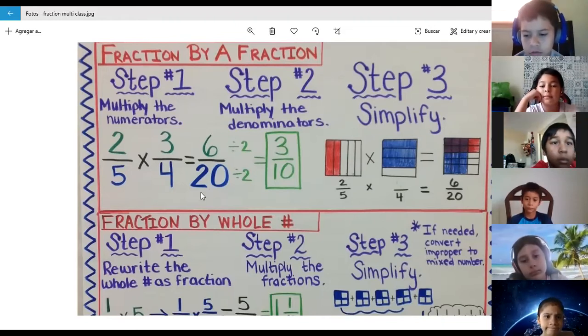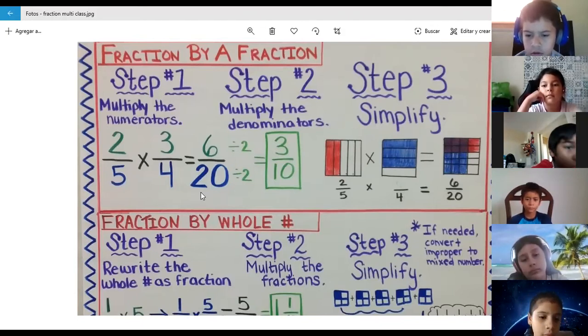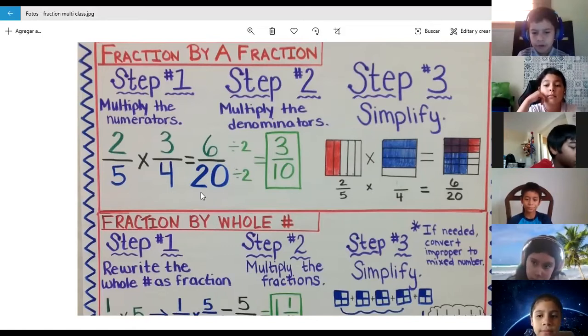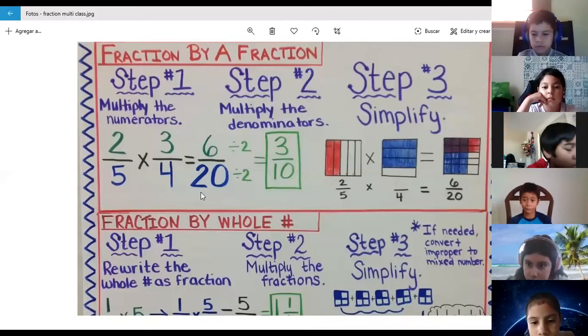Entonces, we discovered that the 6 and 20 are in the same multiplication table. In this case, is the number 2. So I divide 6 into 2 and 20 into 2. 6 into 2 is 3 and 20 into 2 is 10. Entonces, al final, la fracción que me queda, it's 3 over 10. Ese es el resultado de esa multiplicación. El resultado de la multiplicación de 2/5 multiplied by 3/4 es 3/10.